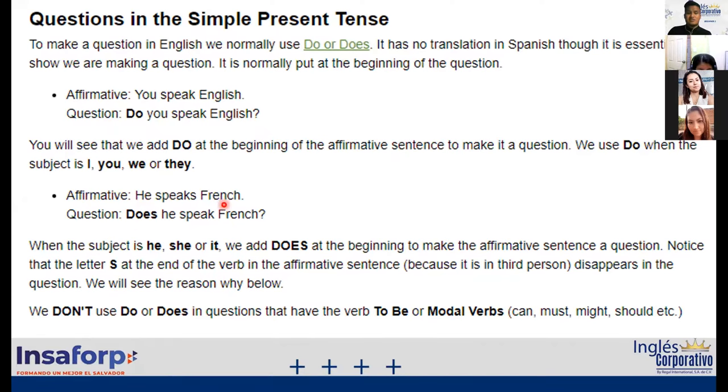We have another example over here. He speaks French. ¿Qué hacemos para formar la pregunta? Ponemos el auxiliar antes y decimos, does he speak French? You see, it's not that complicated. It's very easy.